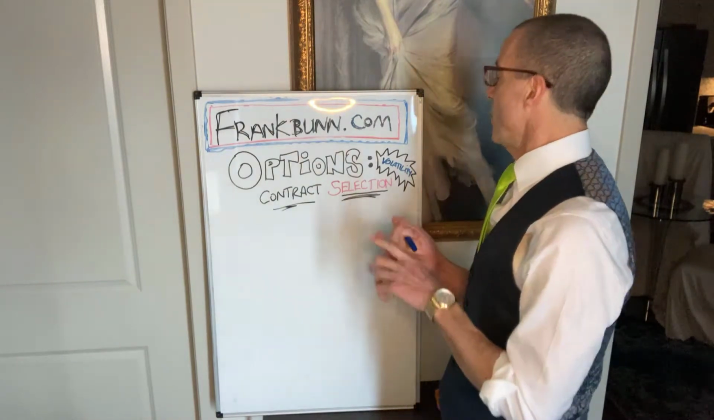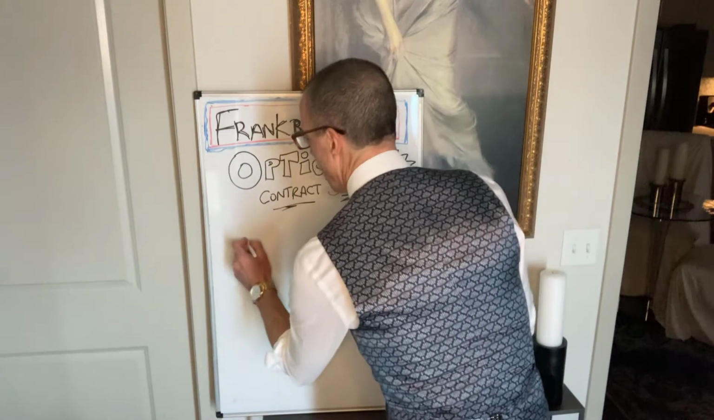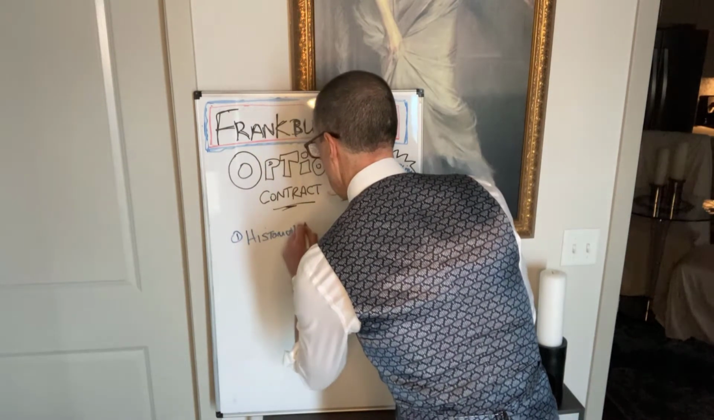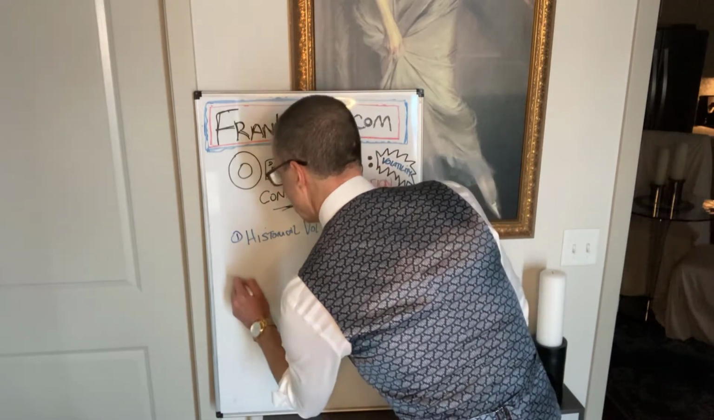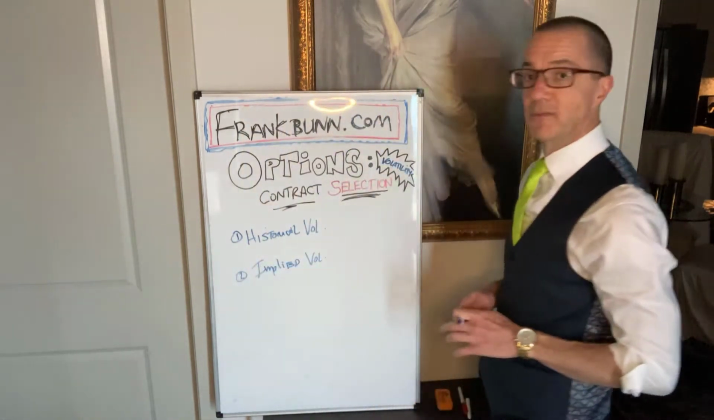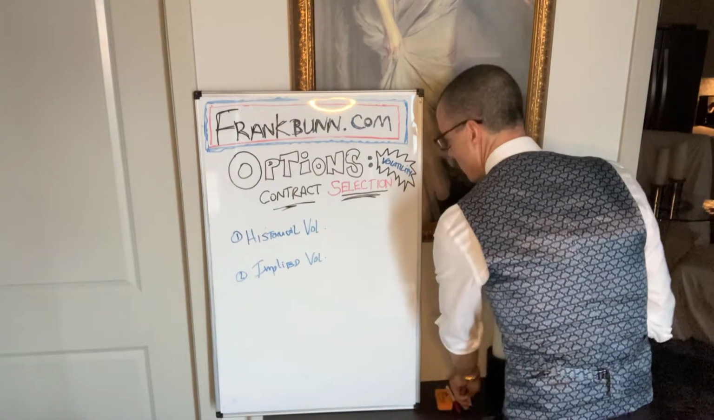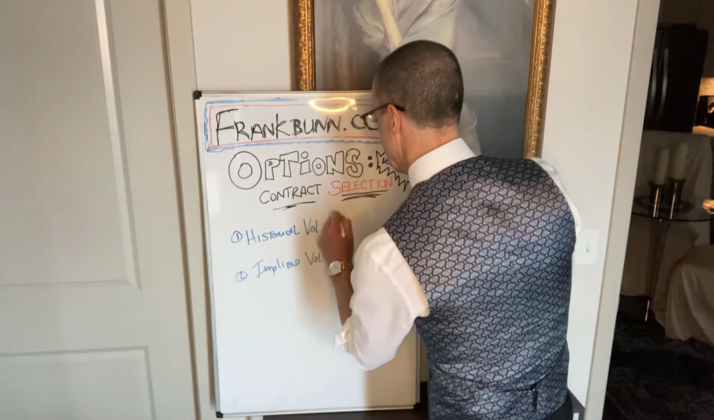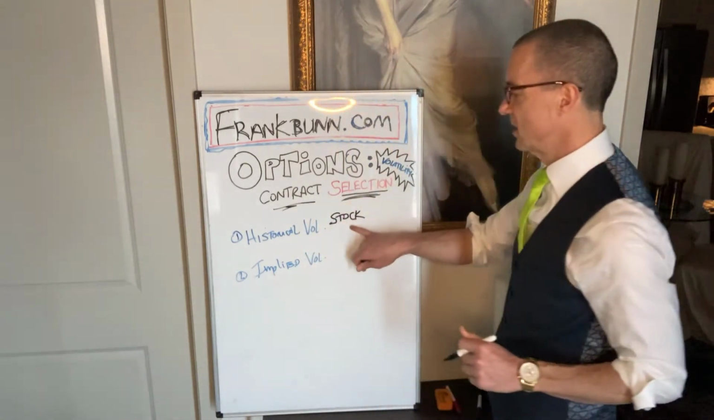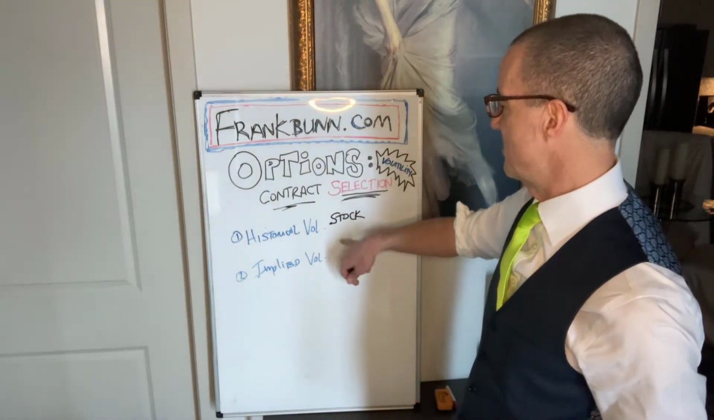To begin, what we have to do is define the terms so that we understand exactly what we're talking about. So we need to understand two aspects of volatility. One is historical volatility, and the second is implied. Now, historical volatility has to do with the underlying asset, or in this case, the stock upon which the derivative is based, that being the option.